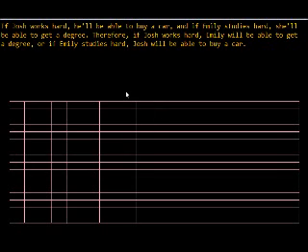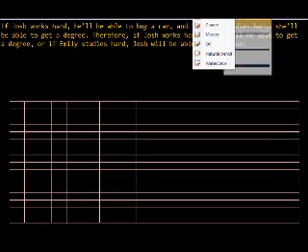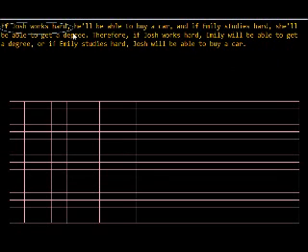So, first things first, we have 4 atoms here, and they're if-then statements in the premises. So let's symbolize these atoms. If Josh works hard, he'll be able to buy a car. If Emily studies hard, she'll be able to get a degree. Therefore, if Josh works hard, Emily will be able to get a degree. Or, if Emily studies hard, Josh will be able to buy a car.